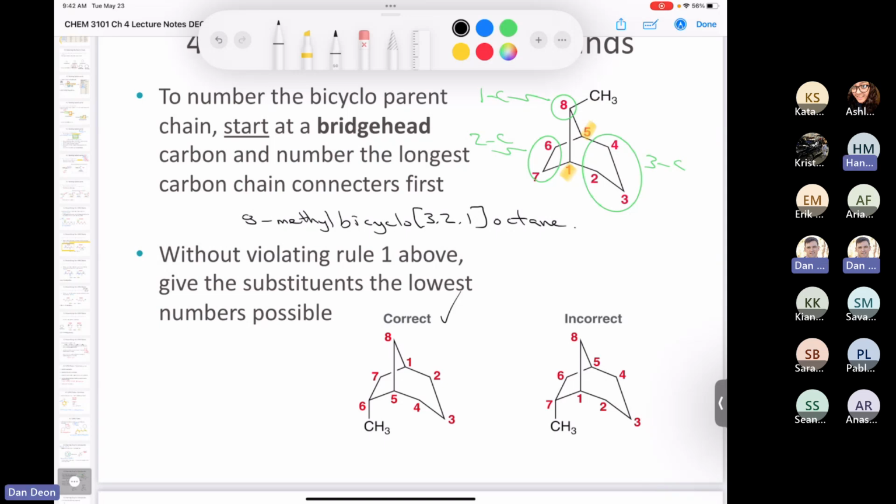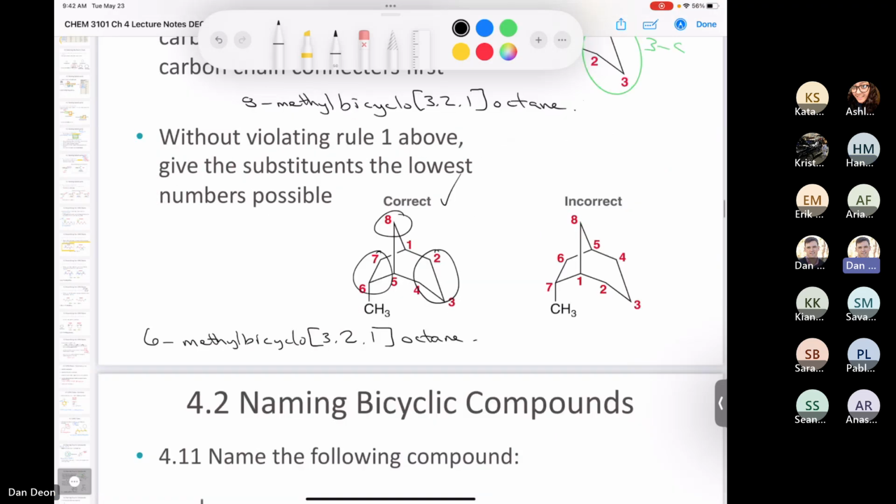So if we want to give a name to this compound, it's going to be 6-methyl bicyclo 3, 2, 1 octane, because there's 8 total carbons in the bicyclic structure.